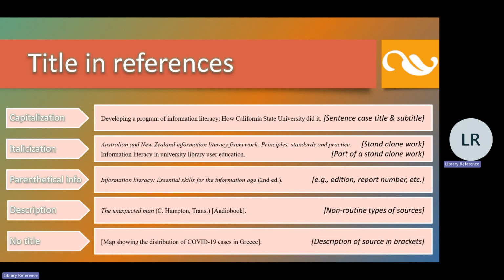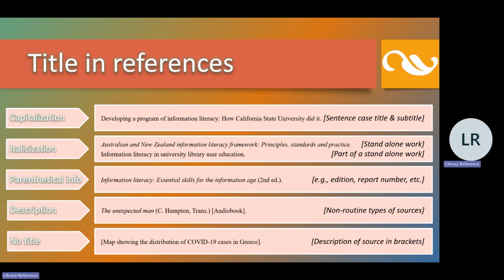And I will conclude with the rare case of having to cite a source which does not have a title. What do you do then? This is actually very rare, but imagine that you want to cite a picture, a photograph that doesn't have a title. In that case, you should actually describe the source. And once you describe the source, you should place the description in brackets.